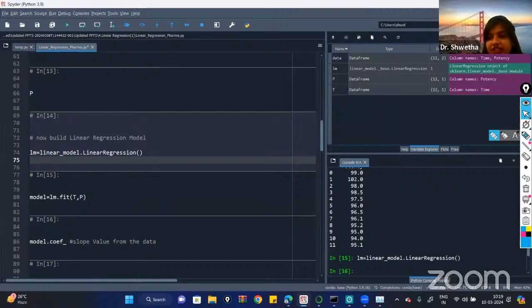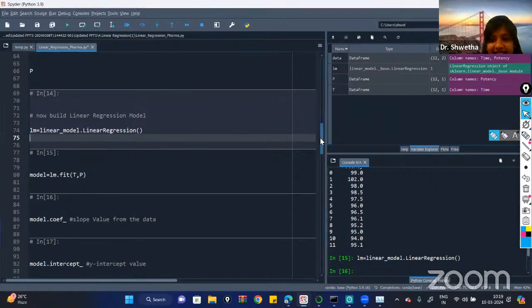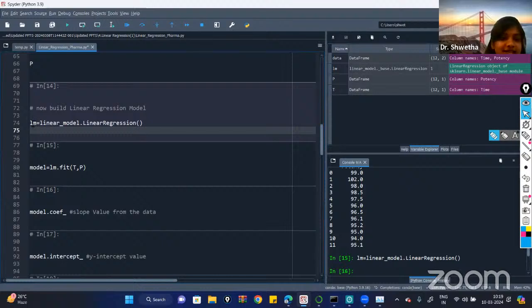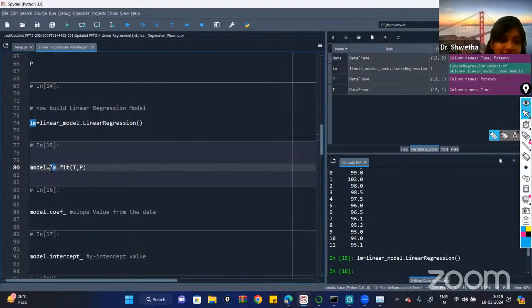Once we have initiated that, we can fit our data. Calling this lm model, using that model, we are fitting the data, and the data would be T and P. One is the X variable and another is the Y variable.